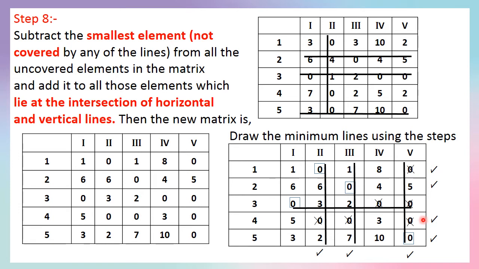Row containing no assignment. Here in the fourth row there is no assignment, so we have to put a mark. Start putting a tick mark in the fourth row. After putting the tick mark, observe whether there is any zero in the row. So there are 3 zeros, so we have to put a tick mark in the respective column.